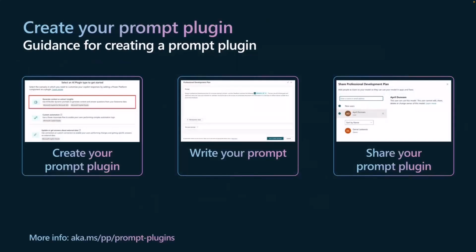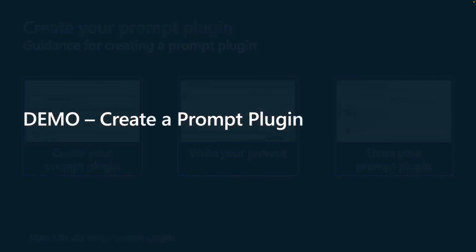When you create your prompt plugin, you have to start by going to Copilot Studio, add an AI plugin. The top option, generate content or extract insights, is the one you want to choose. And then you will see the prompt builder. That's where you can write your prompt. When you're done with that, you also want to share it, and that's where you can share it. Let's go into the demo and show you how to create a prompt plugin.